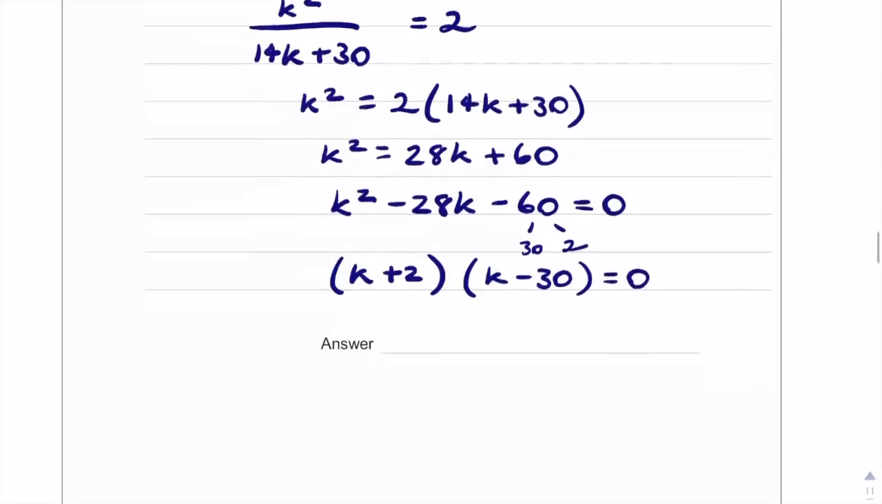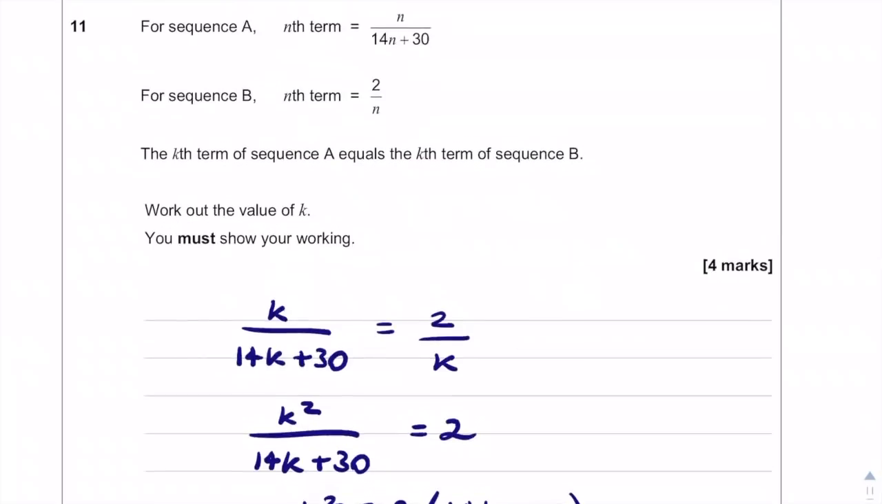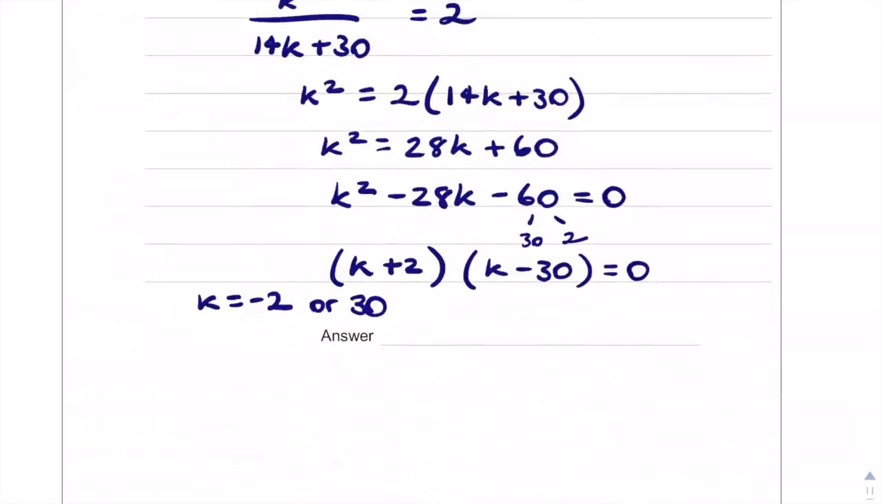So now I know that k is equal to minus 2 or 30. We're talking about sequences here where we've got different terms, so we're trying to work out the kth term. Well, you can't have a negative term in your sequence, so our value of k must be 30. So k is equal to 30.